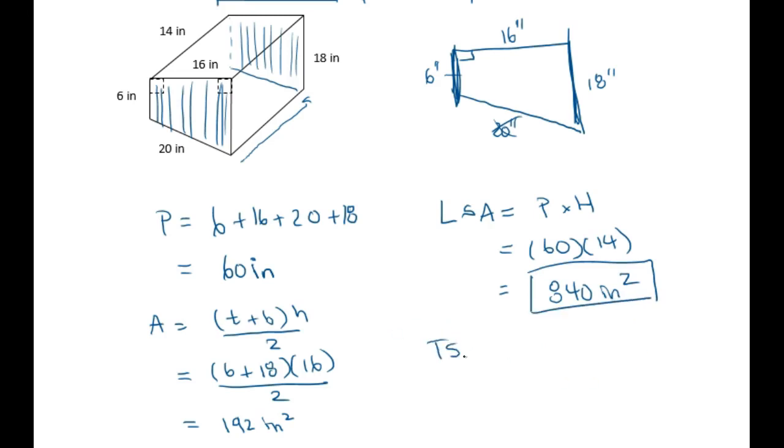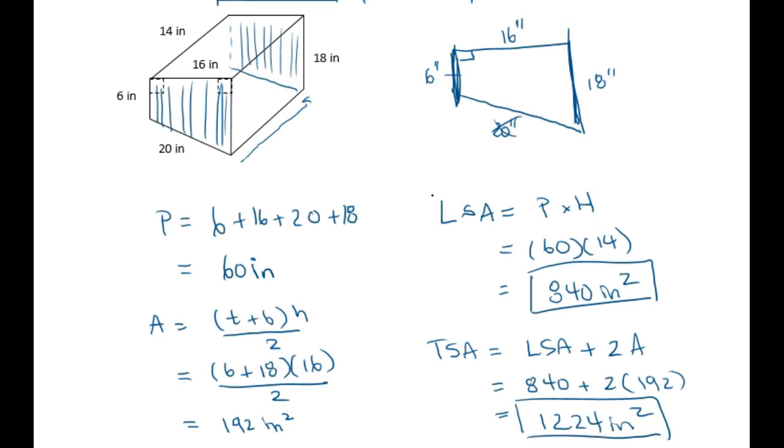Total surface area, again for a prism, the formula is lateral surface area plus 2 times the area of the base. So we're adding in those base components. Our lateral surface area is 840, and for our base, we got 192 inches squared. Plugging that into our calculator, we end up getting a total surface area of 1,224 inches squared.